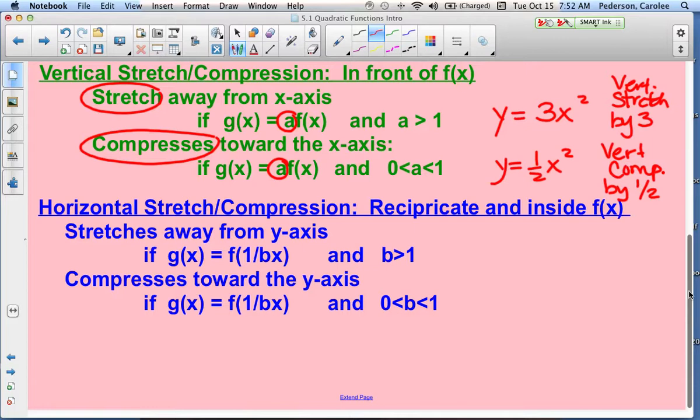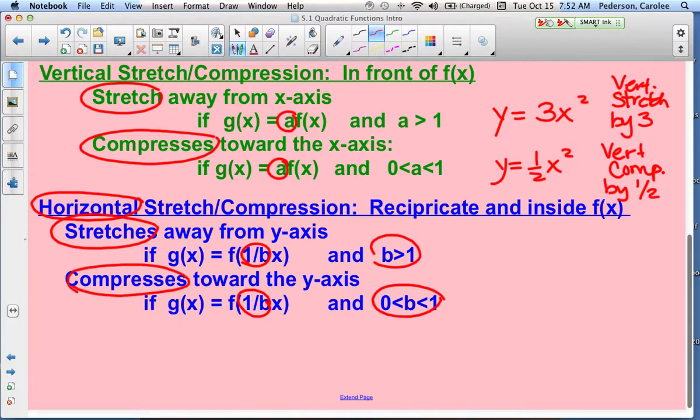The next set is your horizontal stretches and compressions. If your b is greater than 1 and it's inside the function, it's going to be a stretch away from the y-axis, and we say it's a horizontal stretch. And if you have a fraction, then that's also 1 over b, and that's a compression. So let's say my b was 4. So notice where that b goes. It goes inside the function.